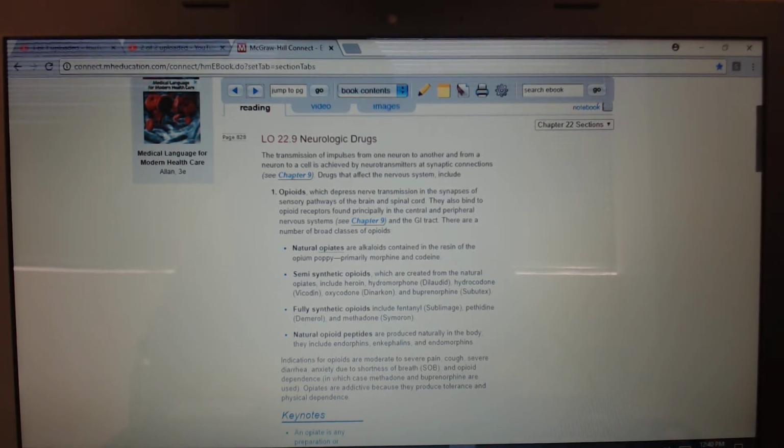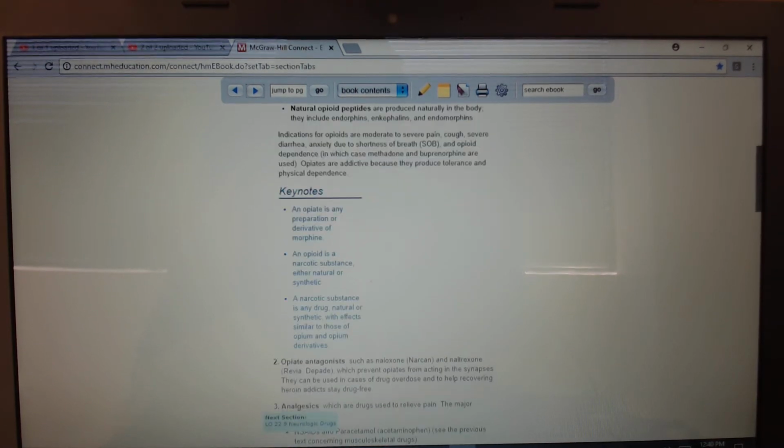Natural opioid peptides are produced naturally in the body. They include endorphins, enkephalins, and endomorphins. Indications for opioids are moderate to severe pain, cough, severe diarrhea, anxiety due to shortness of breath, and opioid dependence, in which case methadone and buprenorphine are used. Opiates are addictive because they produce tolerance and physical dependence.